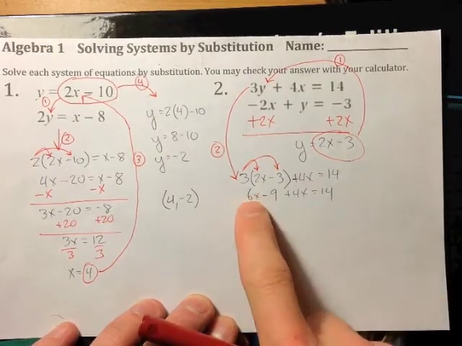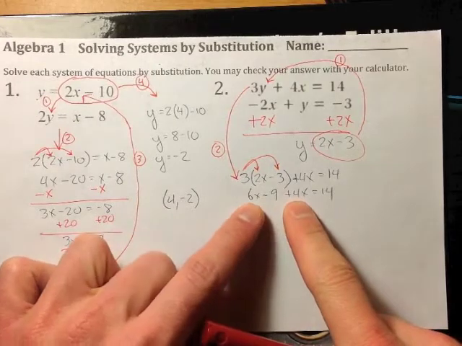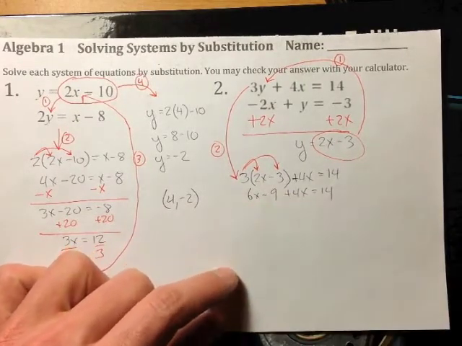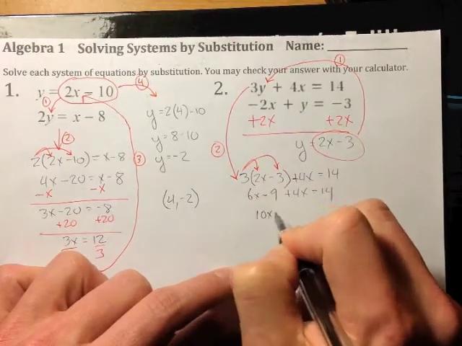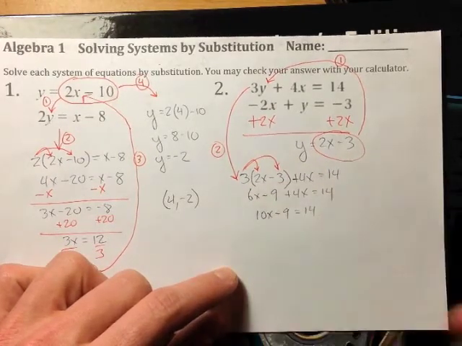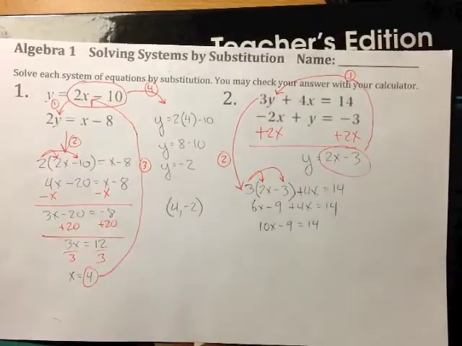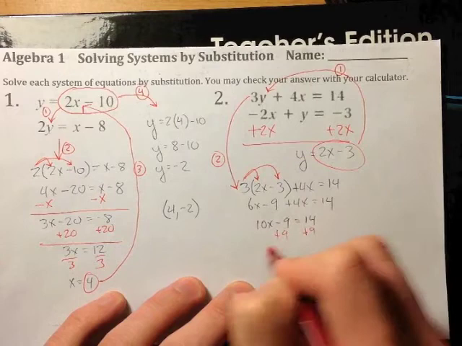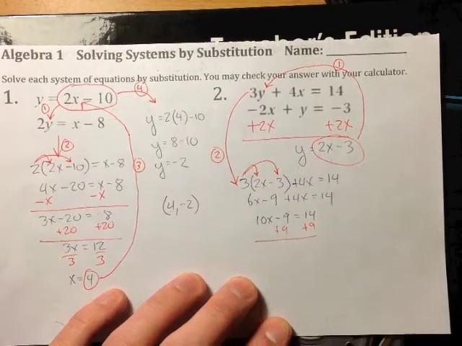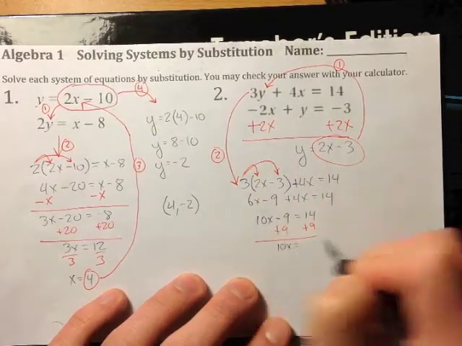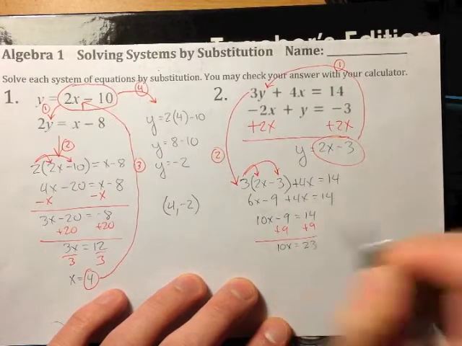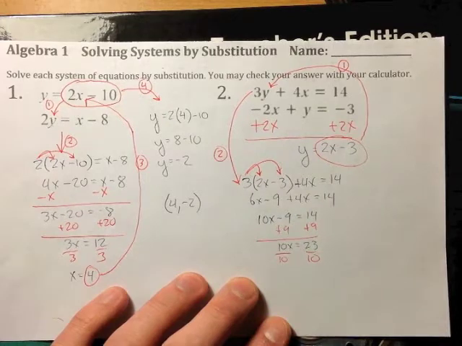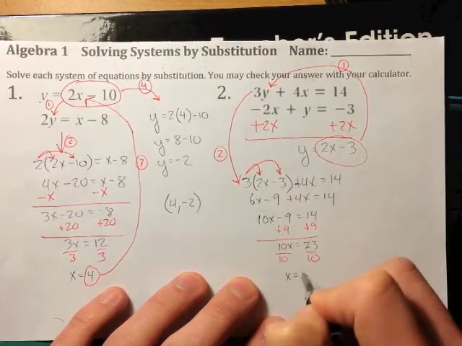Now, the 6x and the 4x are already on the same side of the equation, so I can just directly combine them. 6x plus 4x is 10x. Next, whoa, my goodness. I just threw my pen at myself. Add 9 to both sides is the next step. So 10x equals 14 plus 9 is 23. Last step, divide both sides by 10. X equals 2.3.